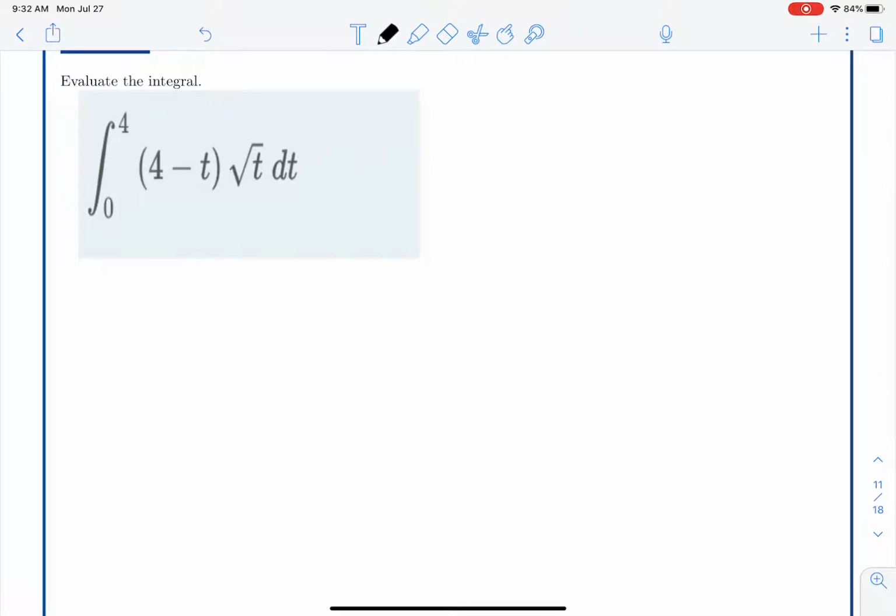Here is another problem where we have to find the integral. Of course, we can find it using techniques that you'll learn later on at the end of this course or in Calculus 2. But without that knowledge, how do we find the antiderivative? The first thing to do is to recognize what f of t is. f of t is 4 minus t multiplied by the square root of t.